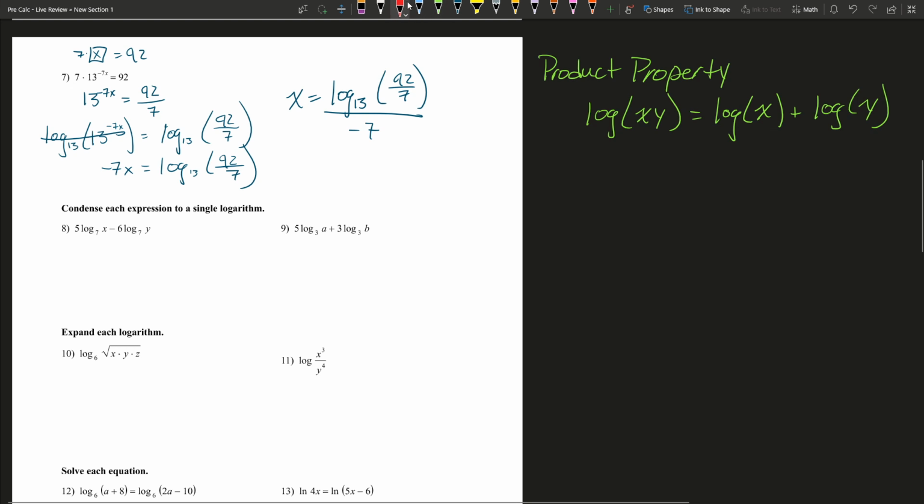The quotient property is kind of the same thing, except instead of a product of two things on the inside, you have a quotient. So if you have something divided by something else inside a log, you can split up that log into two different logs and take the difference between them.